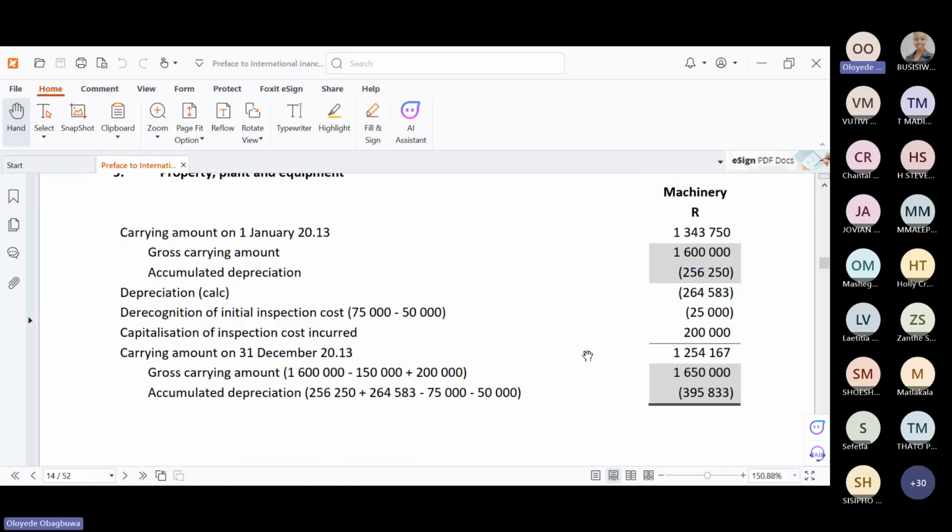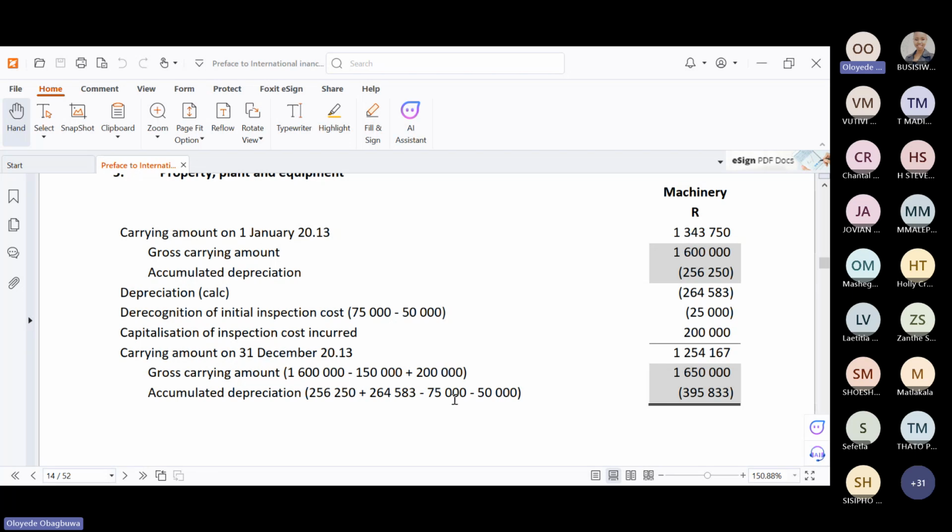Then the balance of it has to be derecognized from the books. Then capitalization of the special cost incurred: the new inspection cost will now be added to the asset. Then the carrying amount for December 2013 will now be 1,254,167. This is the gross amount now. 1.6 million minus 150, the special cost earlier. You have to take it out. Then you have to bring in the new inspection cost.